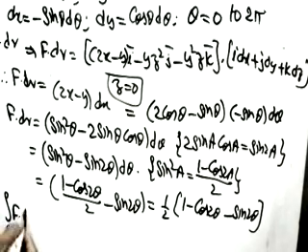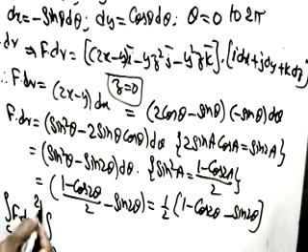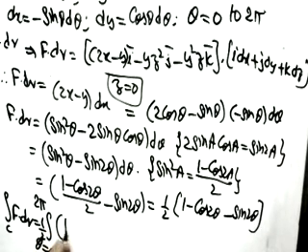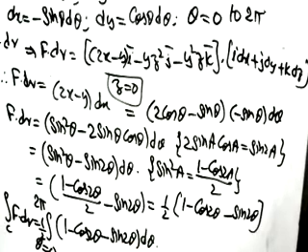Therefore, the line integral of F dot dr equals, now what is the range of theta? We know theta goes from 0 to 2 pi. For F dot dr, we got this one: 1 by 2 is a constant, we can write it outside. And what is left here is (1 minus cos 2 theta minus sine 2 theta) d theta.